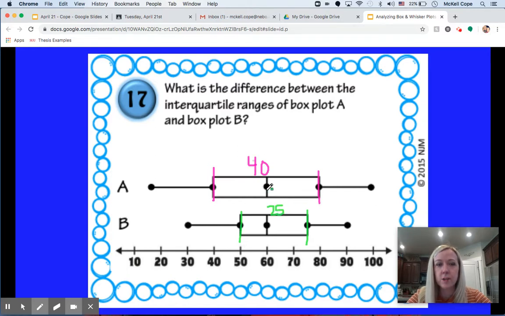Okay, so it wants to know what's the difference between those two. So go ahead and try it out, push pause, and see if you can find the difference. Remember, difference means we subtract. Okay, let's do this one together. So 40 minus 25, and the way that I would do this in my head is just going 40 minus 20, which is 20, and then subtracting 5 more, and that would give me 15. So the difference between these two is 15.